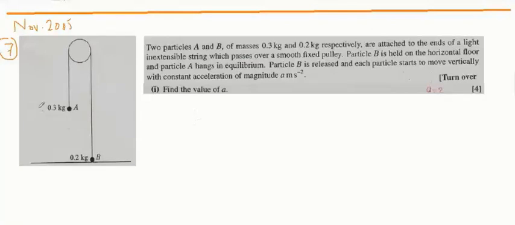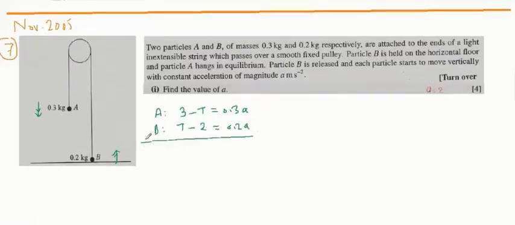So the heavier object is going down, the lighter object is going up. So for A, the equation is weight minus the tension is equal to MA, and B is going up, so tension minus the weight is equal to mass times acceleration. Usually we add the equations, T is cancelled out, so 1 is equal to 0.5A, so this gives us A is equal to 2.